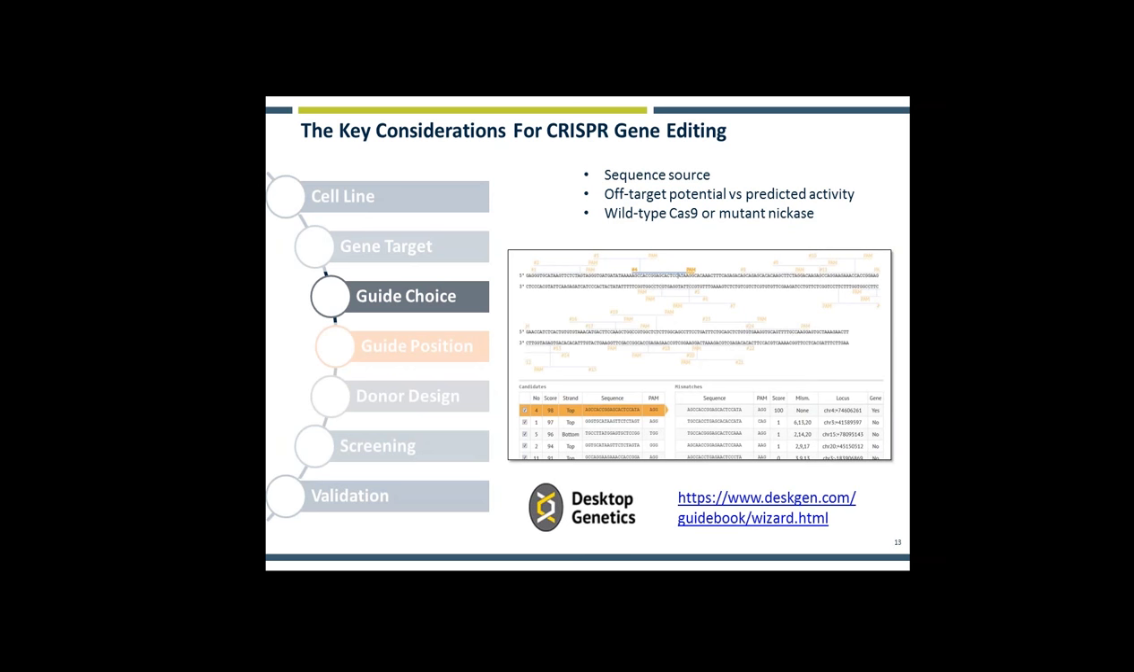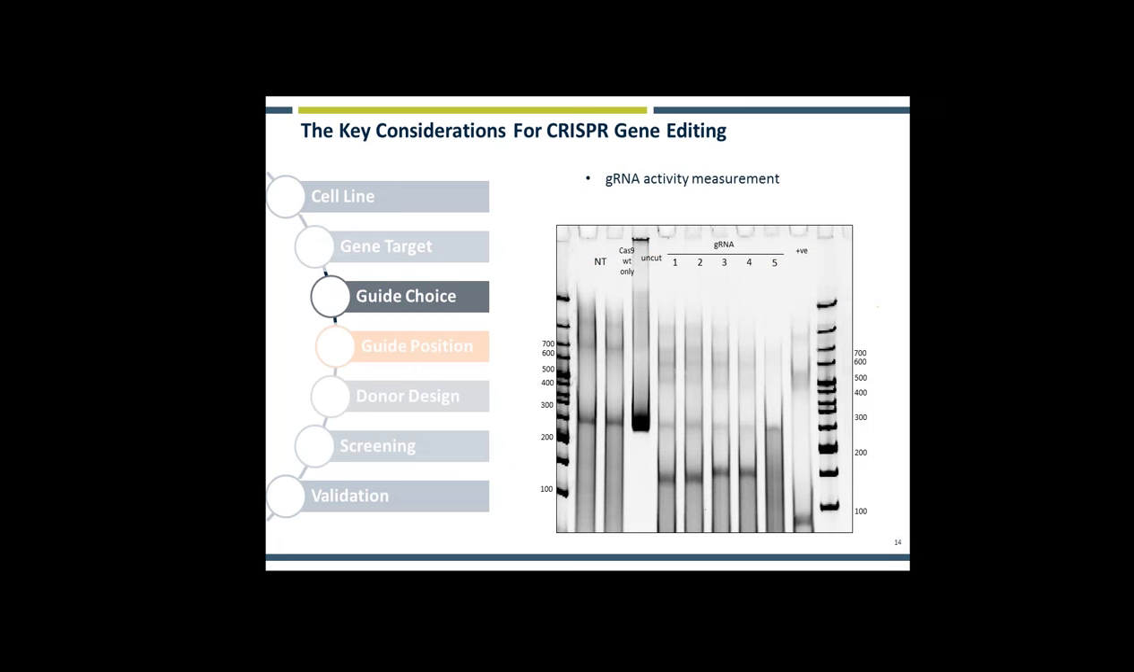Now, I did say that we can, to a certain extent, predict guide activity in silico, but at this point, we would still recommend designing multiple guides for any targeting event and testing their activity up front. And the reason for this is that whilst we generally find that most guides are active, there's always that one or two that, for whatever reason, lack activity in the experimental system. And so the way we test activity at Horizon is using something called the Surveyor Assay. And the way in which the Surveyor Assay works is you have a nuclease, which we call the Surveyor Nuclease, which will cleave double-stranded DNA in which there are mismatches.